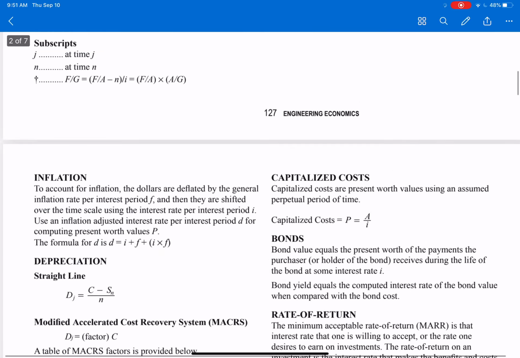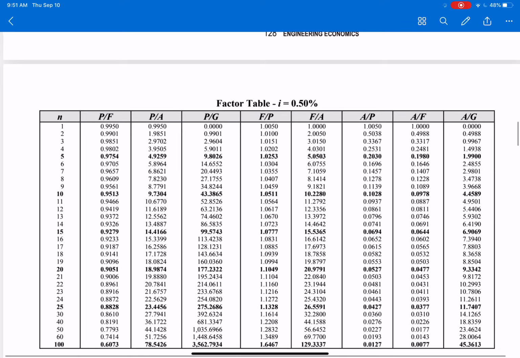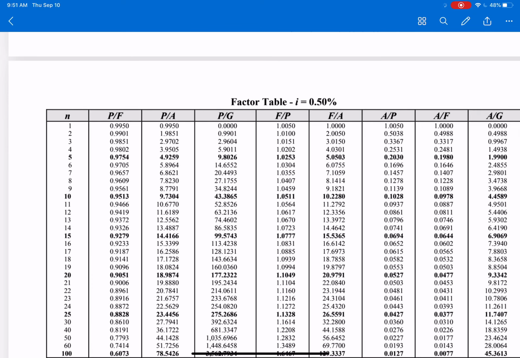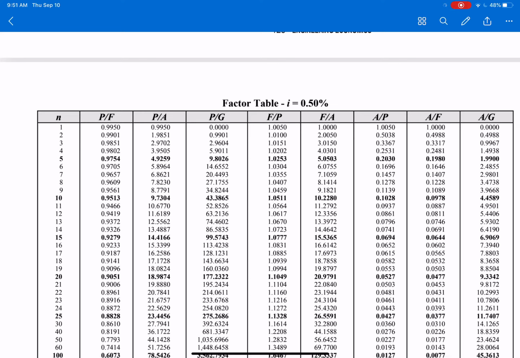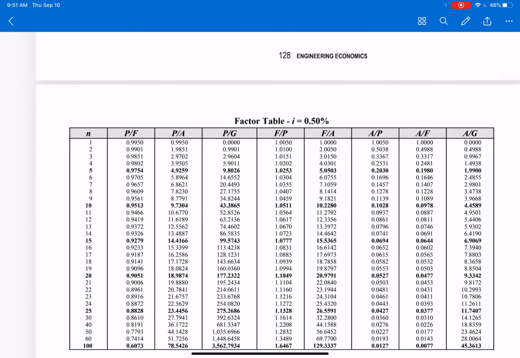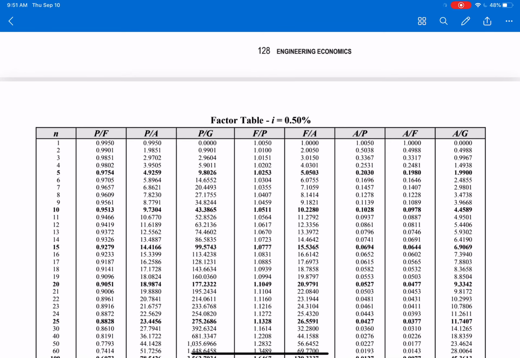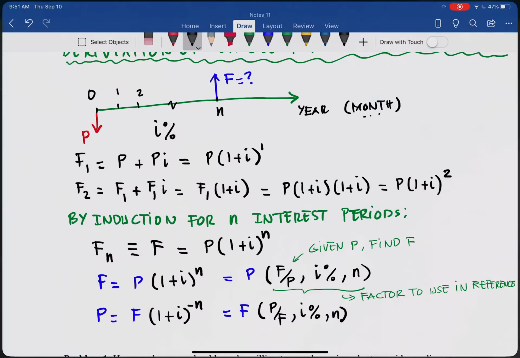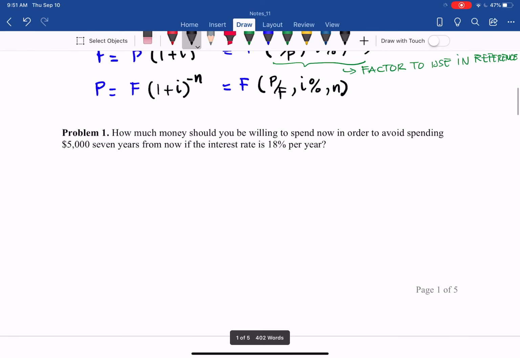And going down to the table, we do the same. The factor, for example, at interest 0.5%, then you have n in years. P over F means the factor given F find P. Then you have F over P, it means given P find F. So you can use either the equation directly or the factor. And that's the purpose we apply in the next problem.